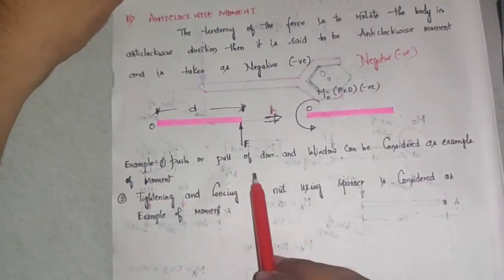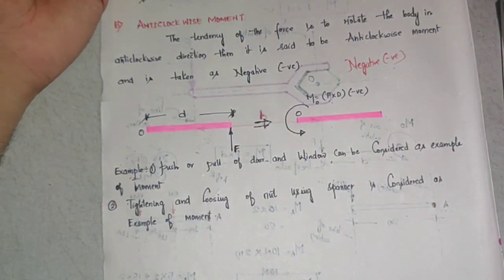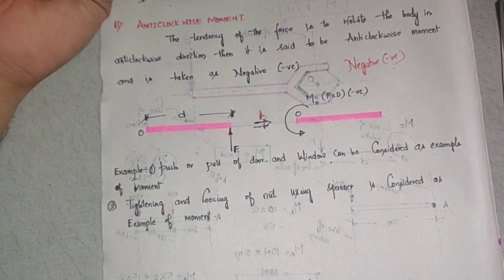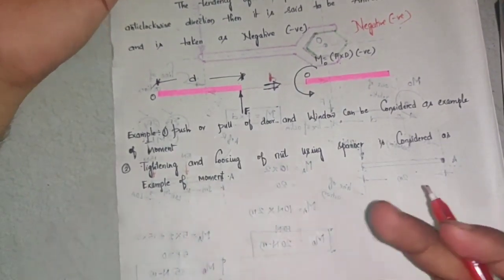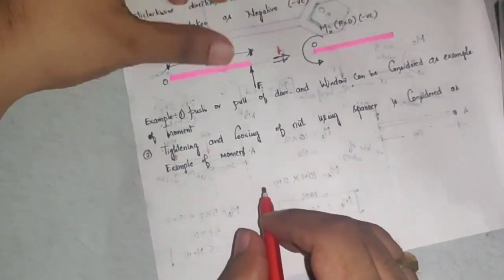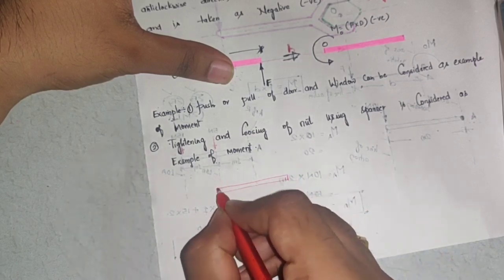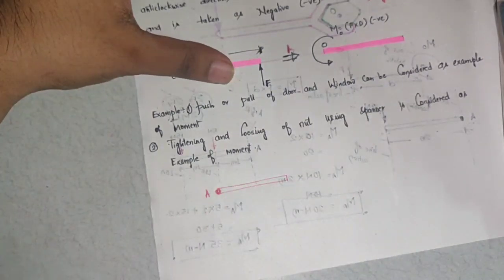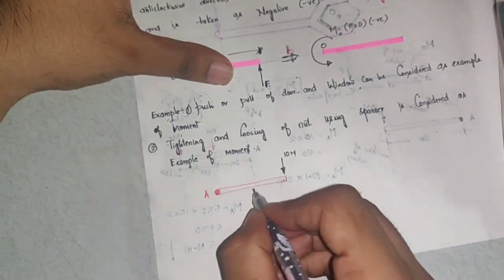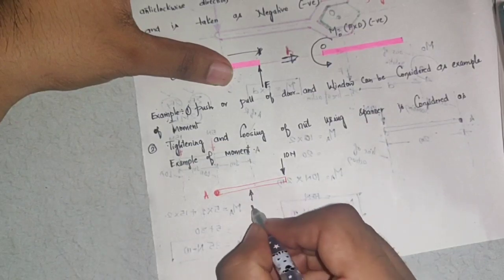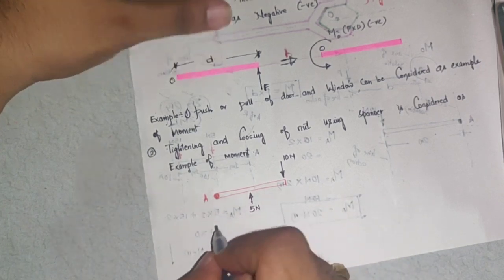Some examples: push or pull of doors and windows. When you hold the door and open it, that is nothing but the moment that you are applying about a point. One more example is tightening or loosening of a nut and bolt. Now, to have a better understanding, I'll consider this object and call this point A. I'll apply one force here of magnitude 10 newtons, and one more force of magnitude 5 newtons, and I want to calculate the moment about A.